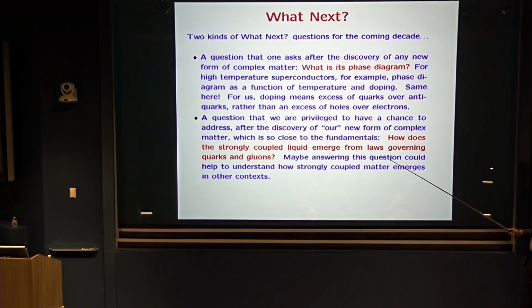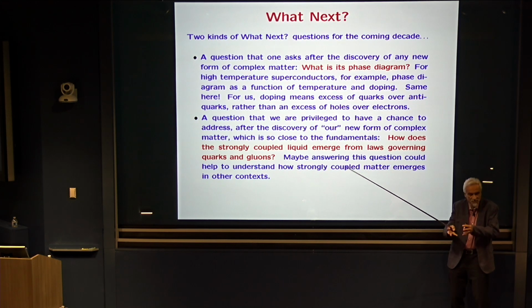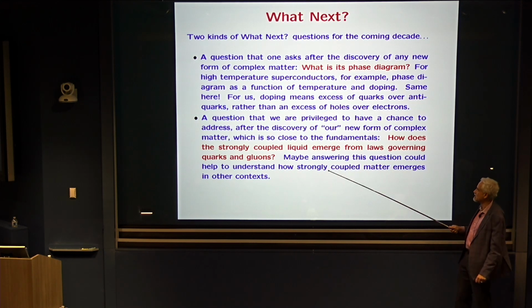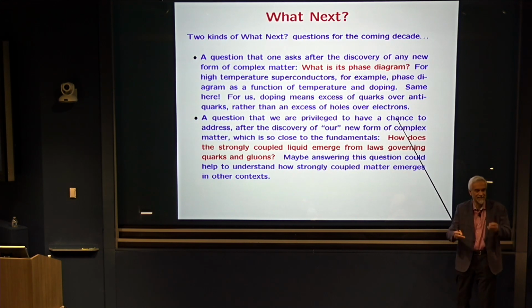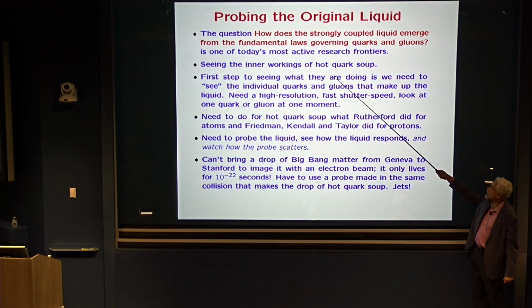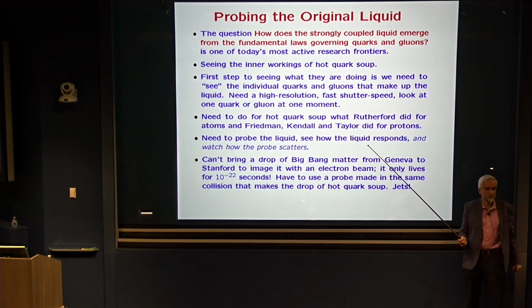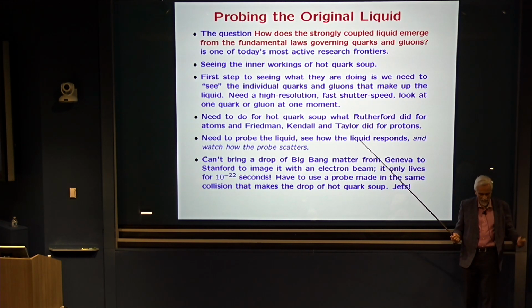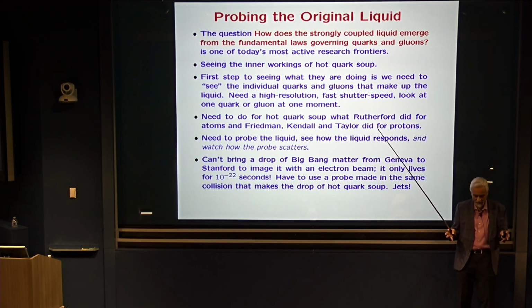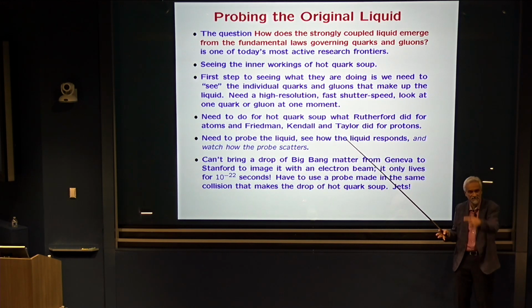How on earth can weakly coupled quarks and gluons, they're weakly coupled when they're close to each other, how can they conspire to form a liquid? Can we understand the microscopic dynamics of what's going on in this liquid? Can we probe the original liquid? How can we see its inner workings? Well, we want to do Rutherford. I would love to take a drop of this liquid to Stanford and do what Friedman, Kendall, and Taylor did. Shoot an electron beam at it and see its structure.